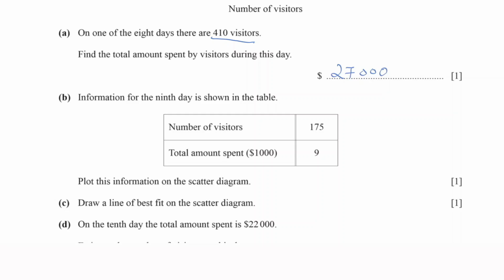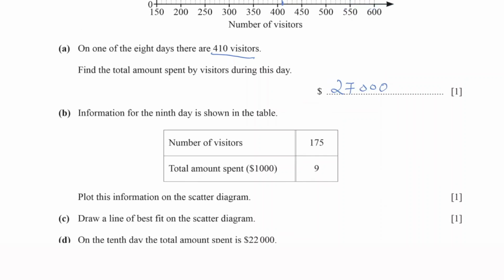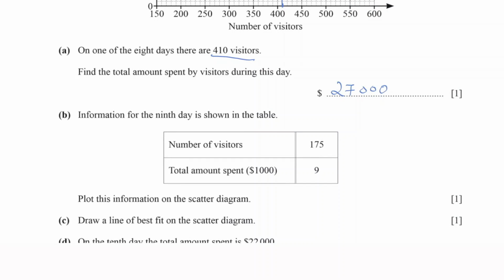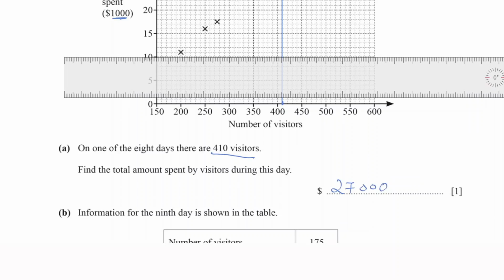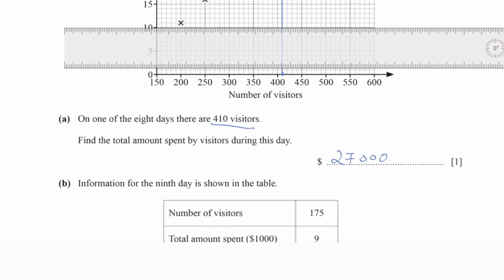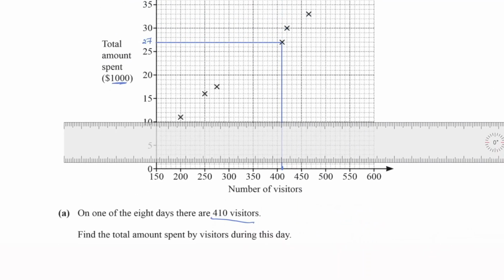Okay, so part B says information for the ninth day is shown in the table. Number of visitors is 175. Total amount spent is this. Plot this information on the scatter diagram. 175 is the total visitors and 9 is the total amount spent, that is 9,000. So we have to plot 9, which itself means 9,000.